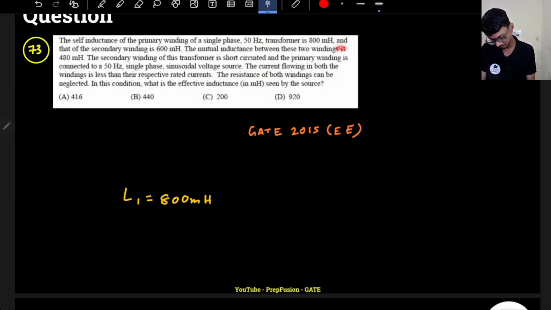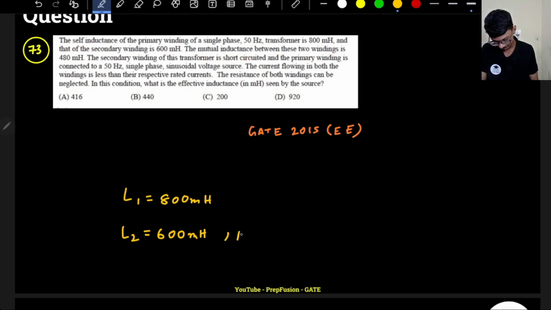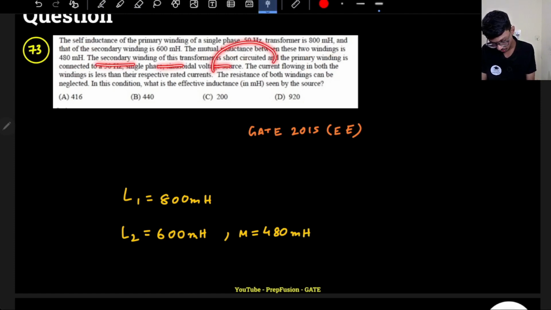and that of the secondary is 600 millihenry. So L2 is 600 millihenry. Okay, the mutual inductance between these two windings is 480 millihenry. So M is 480 millihenry. The secondary winding of this transformer is short circuited.